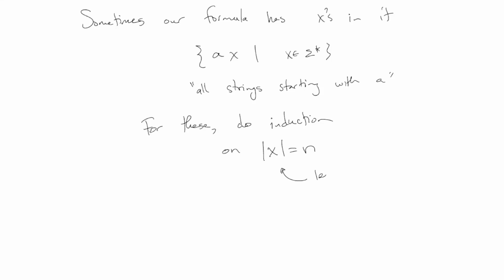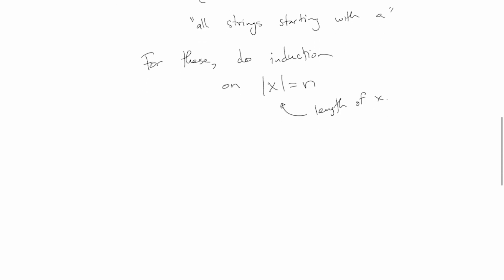This is the length of x. Remember, that's how we write the length of a string, with those absolute value signs. So even though you don't see a variable n in there, you can always make the arguments work by doing induction on the length of x. And you can call that n. You can call it whatever you want, but that's where we do the induction. All right, let's just try a simple one like that.